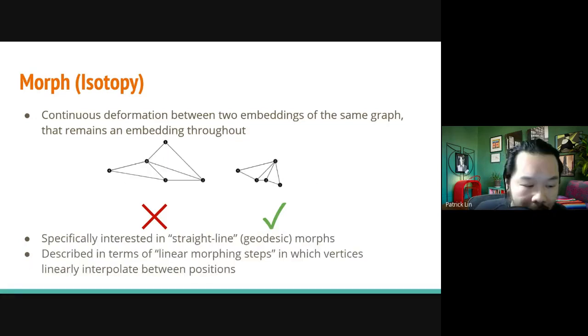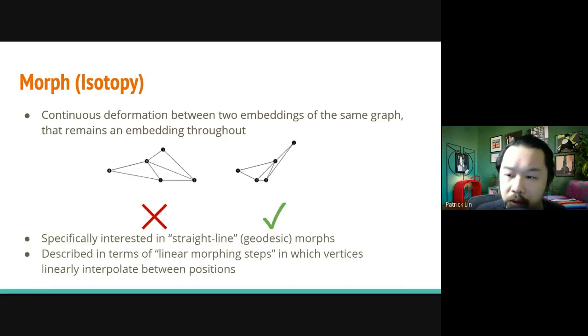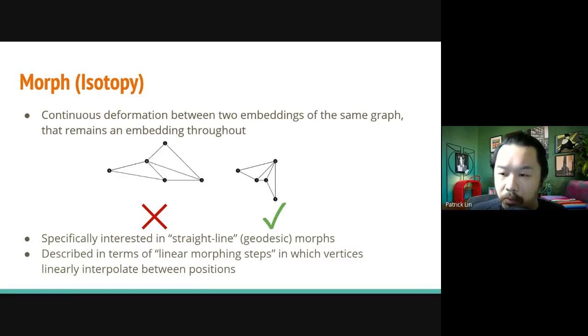And I'm going to have to nail down a few specific requirements on these morphs in order to actually do anything meaningful with them. And the first constraint I'm going to nail down is that these morphs have to be what I'm going to call straight line, or in the generalization, geodesic morphs. At least in the planar case, you can think of this as all the edges must be drawn as straight line segments between their endpoints and remain as such throughout the morph. This is really so that we can write down a compact representation of the embedding at all points during this animation in a concise manner.